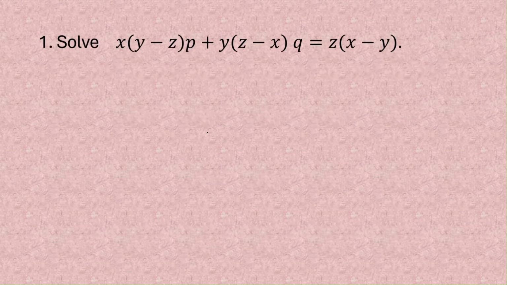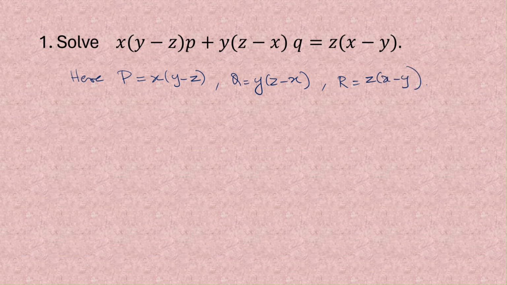Now, the first question is x into (y minus z) into small p plus y into (z minus x) into small q is equal to z into (x minus y). As usual, we have to write the subsidiary equation. Before that, first we shall identify what capital P, Q and R are. Capital P is x into (y minus z). Capital Q is y into (z minus x). Capital R is z into (x minus y).